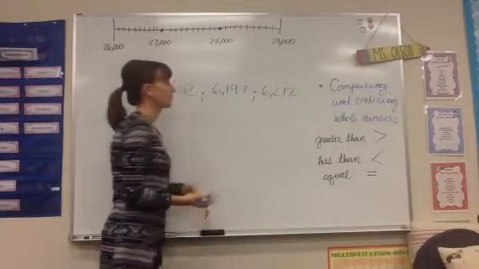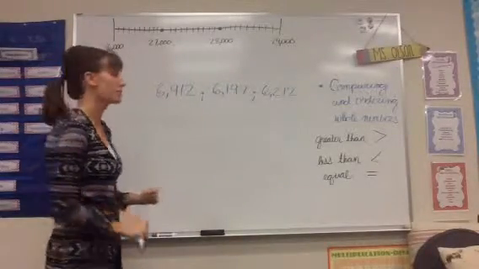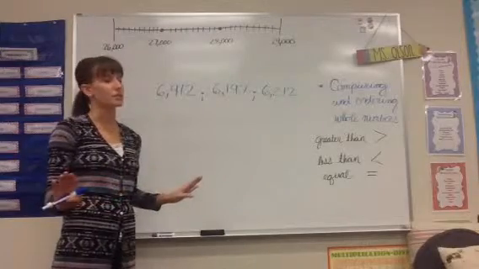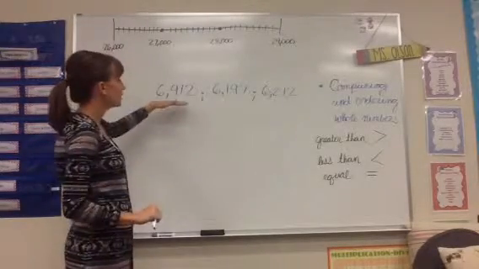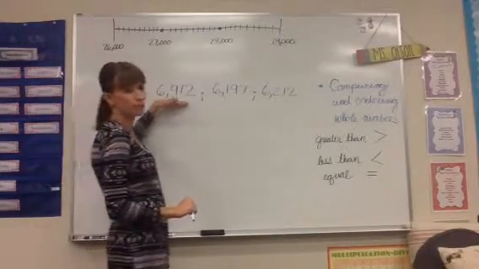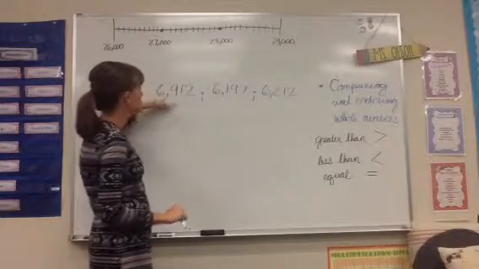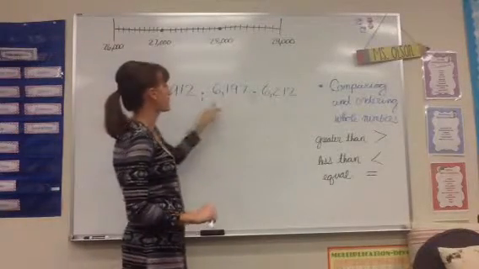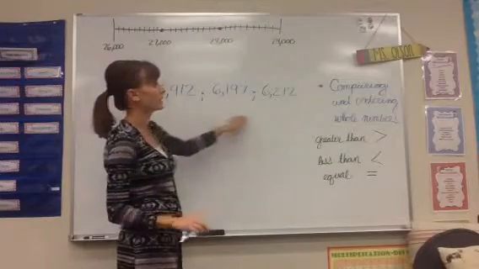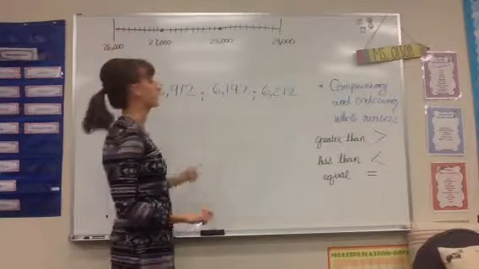6,212. Now I'm pretty sure I said least to greatest, so let's look and see which one is the least. We have to compare all of them. We know that each number is 4 digits. They all go to the thousands place. So we know right off we're going to have to start comparing the thousands place.